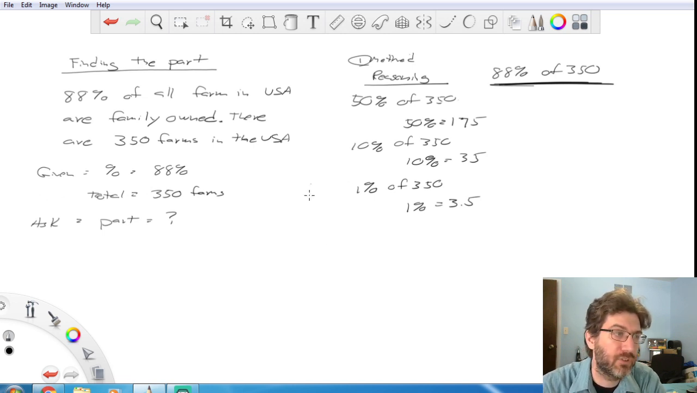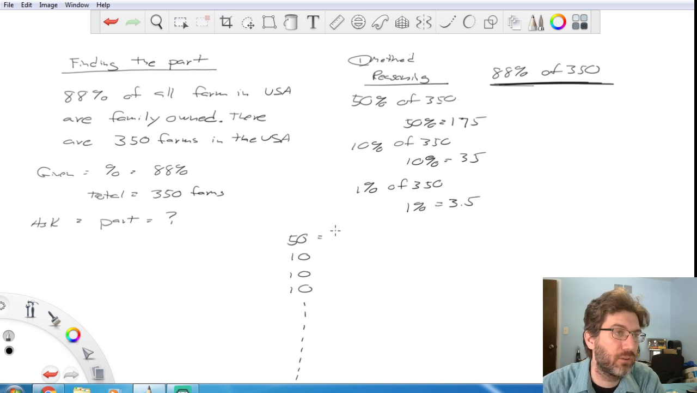So in 88%, there's 50%. That brings me to 50. 10 would bring me to 60. Another 10 will bring me to 70. Another 10 will bring me to 80. And then 8 ones. 1, 2, 3, 4, 5, 6, 7, 8. That will bring me up to 88. And then I just add up those percents.